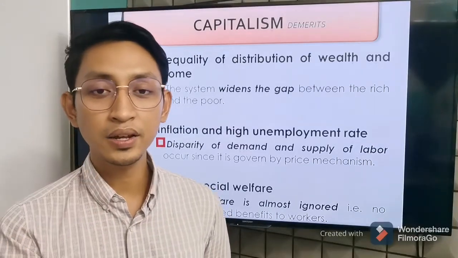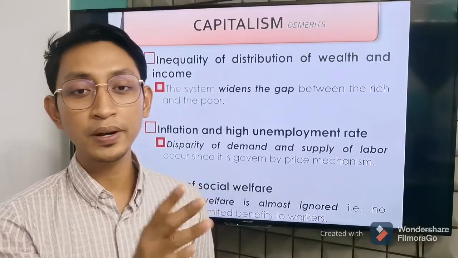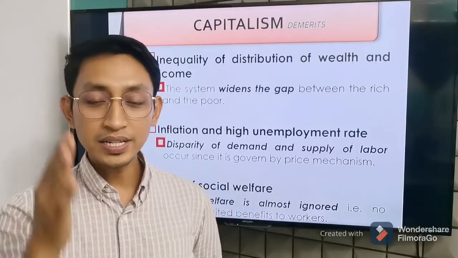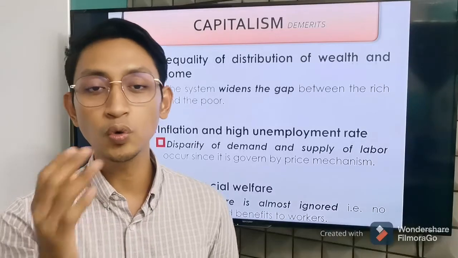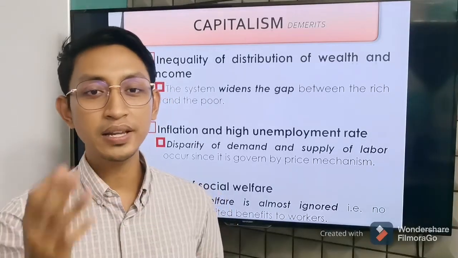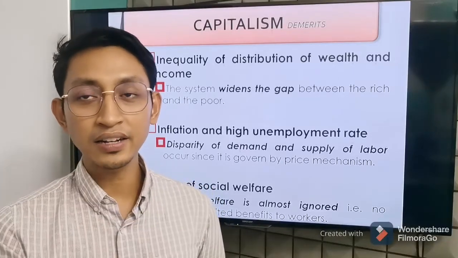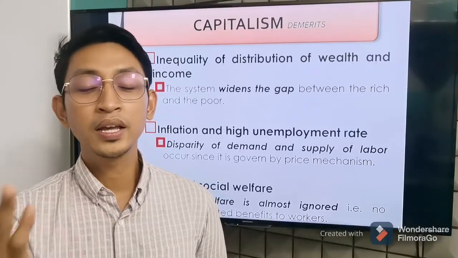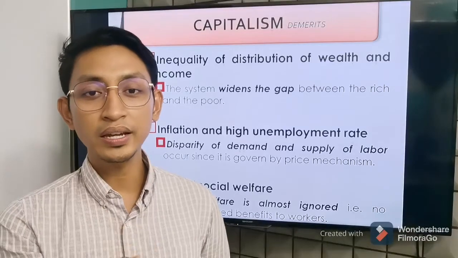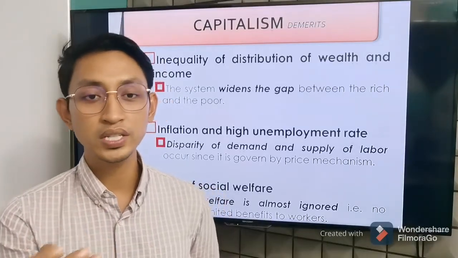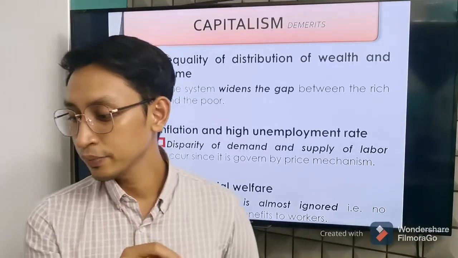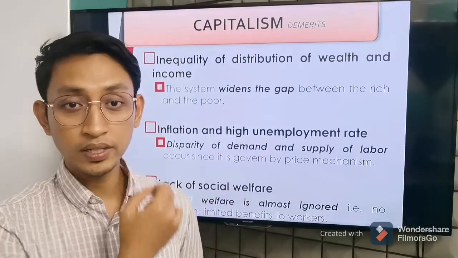So this is inequality, and it's normal to happen in a capitalist country, especially when the producers become too powerful. To some extent, they can control the market, for instance. When they control the market, they can reap a lot of profit, and that will contribute to the inequality of income situation. So that is in terms of inequality of distribution.